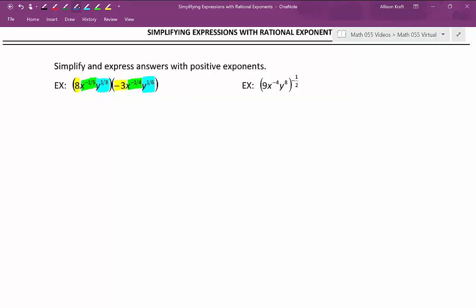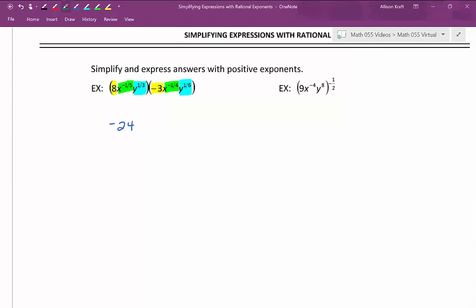Multiplying my coefficients, 8 times negative 3 is negative 24. Now here I have x to the negative 1/5 times x to the negative 1/4. When multiplying, we need to add our exponents together, so we need to have negative 1/5 plus negative 1/4. You can either use your calculator for this or get a common denominator and add them together. Either way, we're going to get negative 9 over 20.